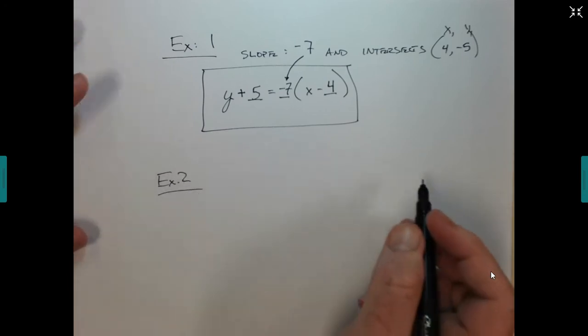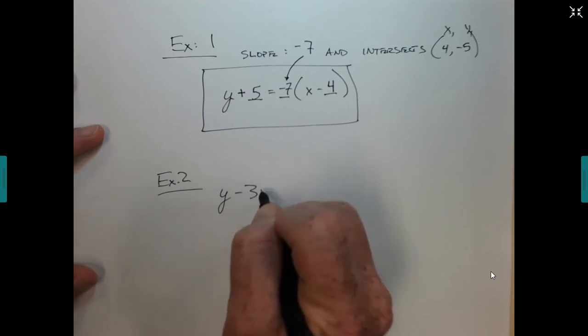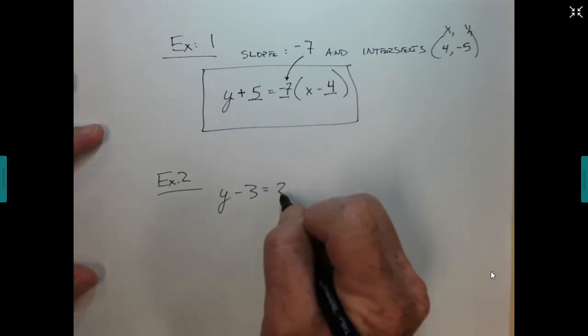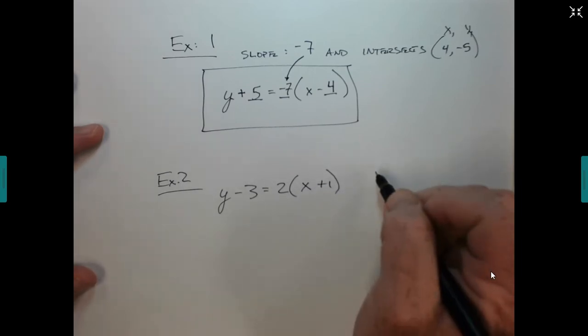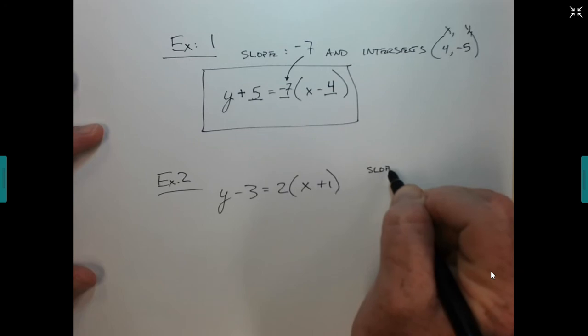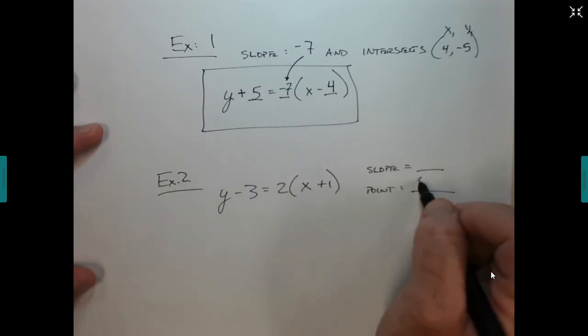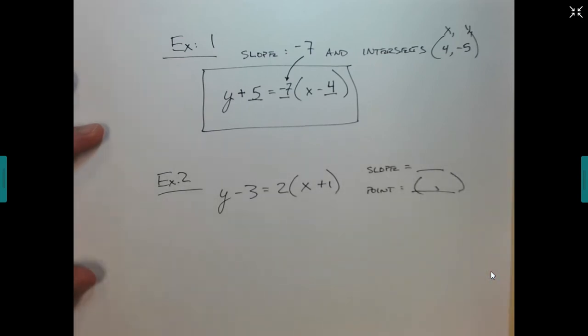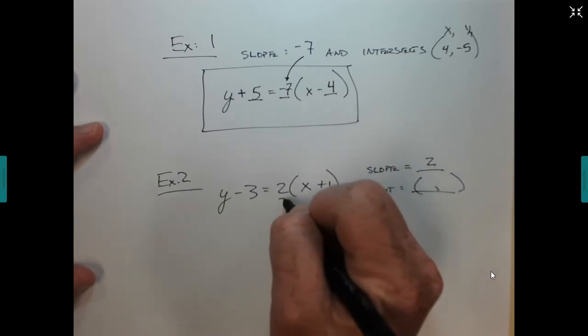So I gave you a second example. What if I gave you the equation of a line? Y minus 3 equals 2 times x plus 1. And I asked you, what's the slope? And can you pull that point out of there for us to use possibly to graph? Well, let's see, the slope is 2. That's my slope right there.